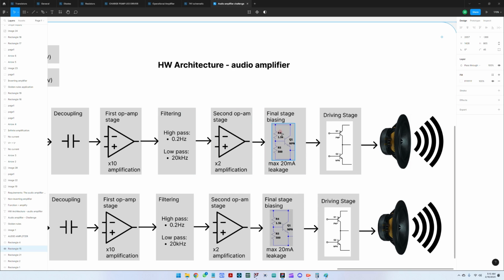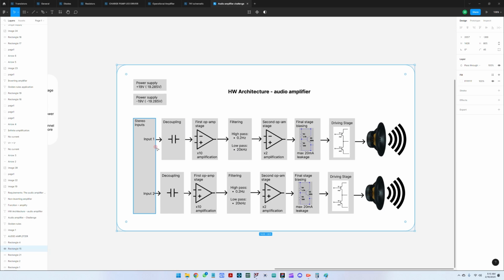Okay, and then this final stage biasing will then power the driving stage, which, because it has a constant leakage current going through it, would not have a distortion when passing 0 volts. But we will analyze this, and we can see how we can play with this final stage biasing, and then everything is fed to an output speaker. Okay, great. So let us start LTspice and continue with the schematic there.